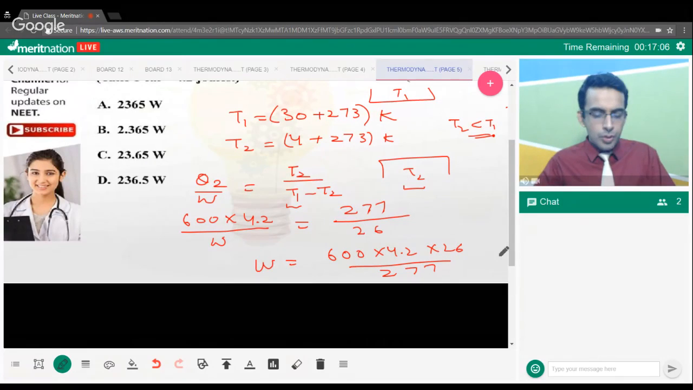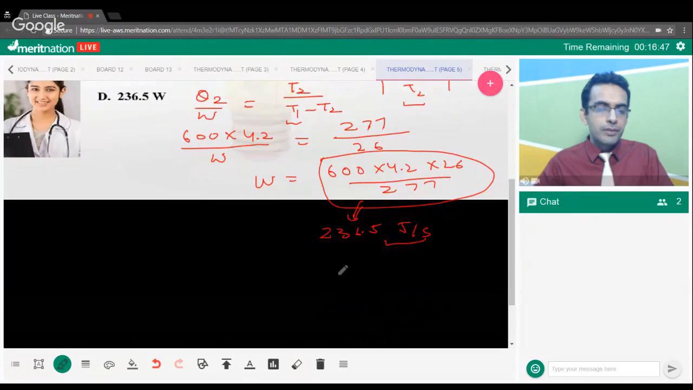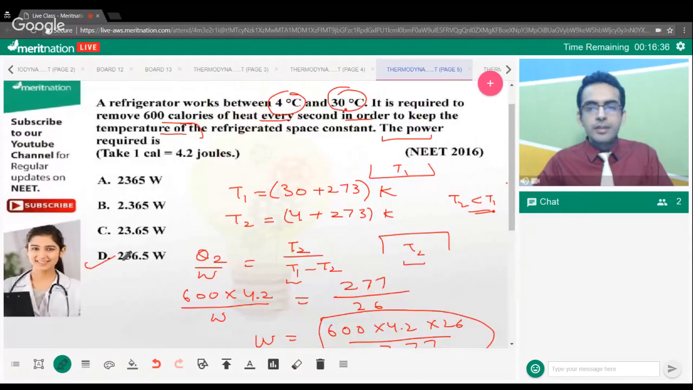When you calculate the value, this is the value of what? Work done in 1 second. This is the work done in 1 second, so it comes to be equal to 236.5 joules. Joules per second, you get the power in watts. So 236.5 watt is the power for this given situation. So the correct answer is D in this case.